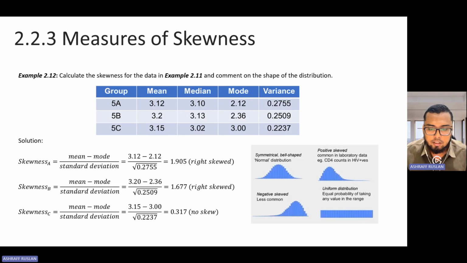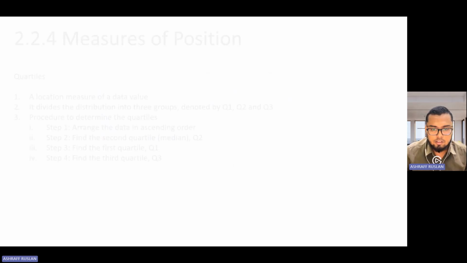Okay, if we take a look at this example, continued from example 2.11. The result for 5A is 1.9. Okay, besar ya. Dan positif, maksudnya dia skewed to the right. The result for 5B is 1.677, also skewed to the right. However, for C, nilainya adalah 0.3, which is less than 0.5. So, kita tak declare dia sebagai positif, kita declare dia sebagai symmetrical ataupun no skewness. Itu cara-cara kita kalau kita nak interpret skewness.